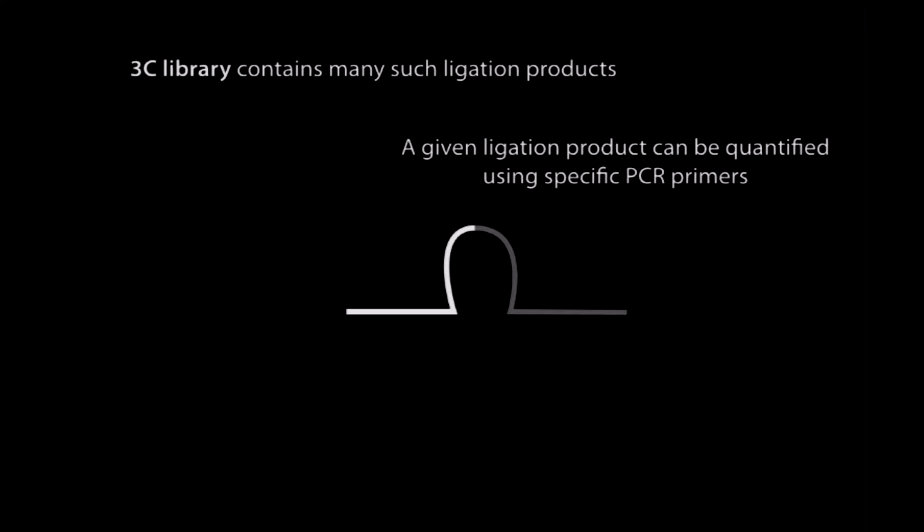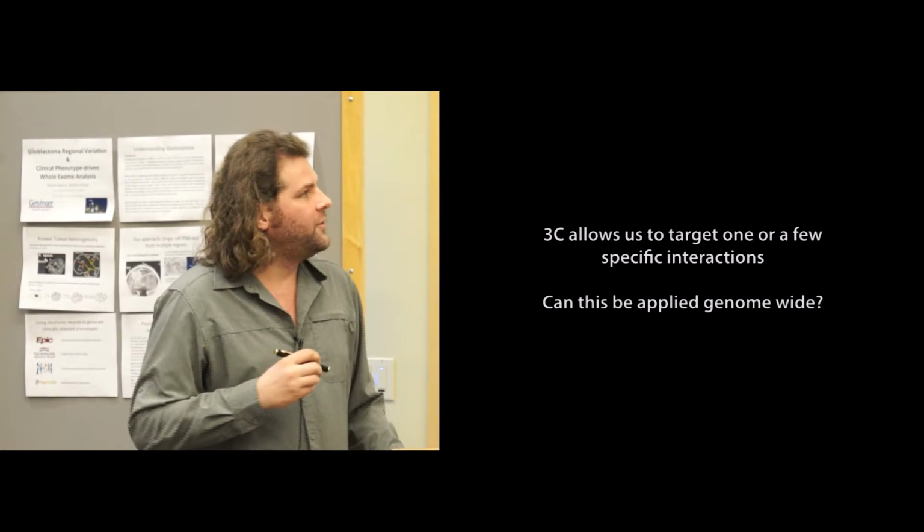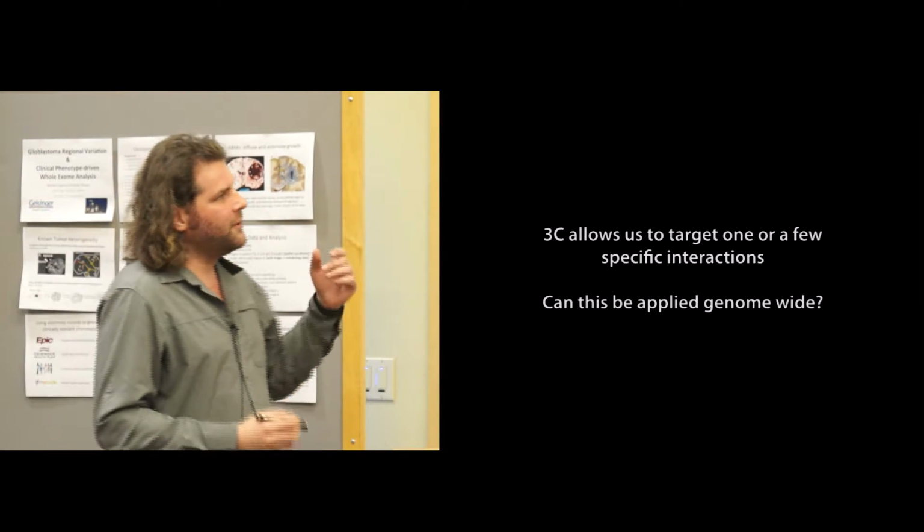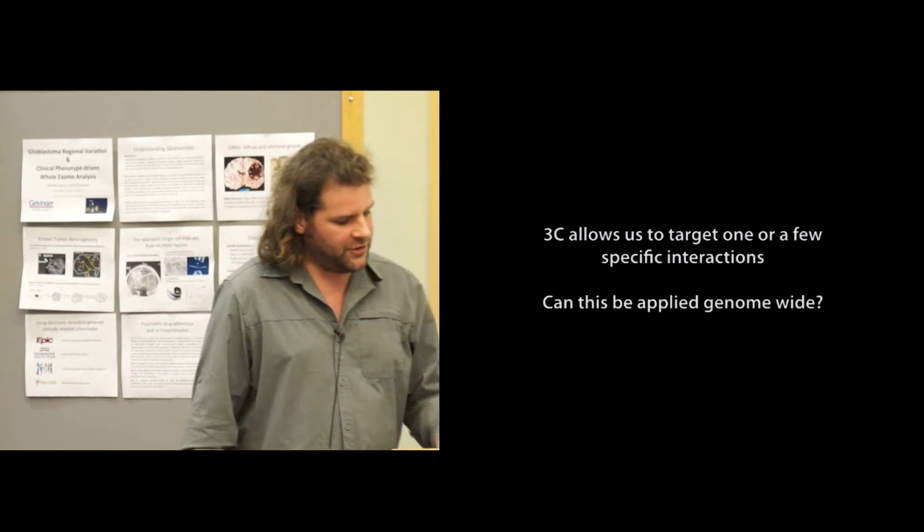So this is where the use of the restriction enzymes is important, because you know particular expected interaction points at the junction of 2 cut sites, and so you can assay a particular set of interactions that you're interested in. So far, so good. So that allows us to target a few interactions. The question is, can we go genome-wide?